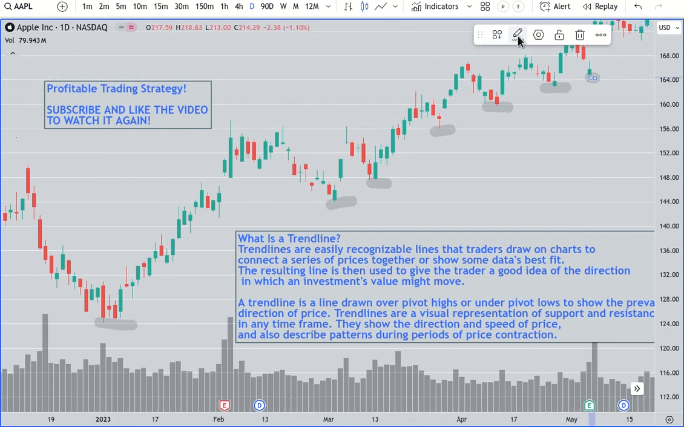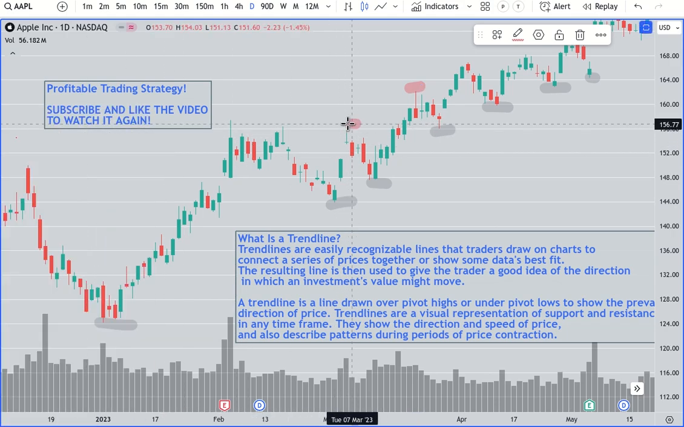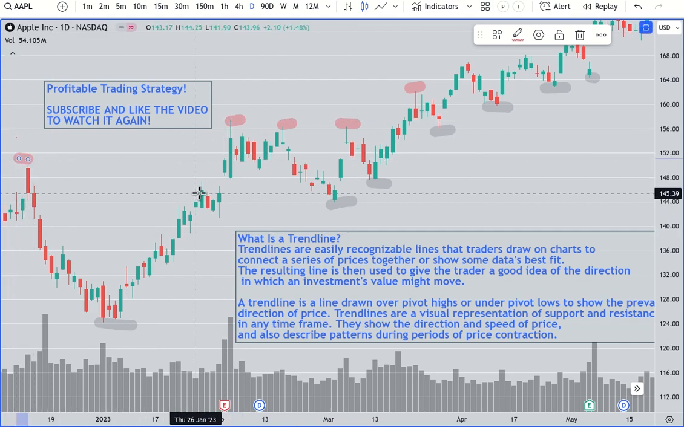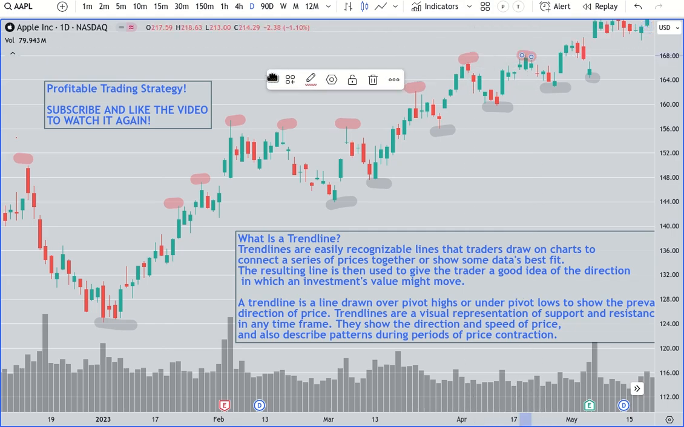Now here's the resistance. I'm going to change it to the red color so you can see it here. This is also resistance. This is also resistance. This is also resistance. Any price where the stock price bounces off or retraces from is called resistance. And I'm drawing these pivots here to show you what is support and what is resistance.